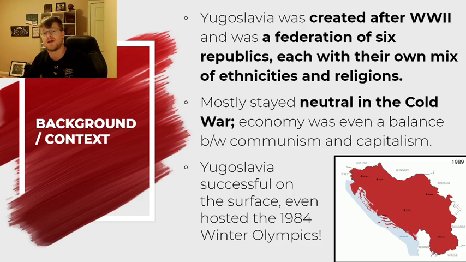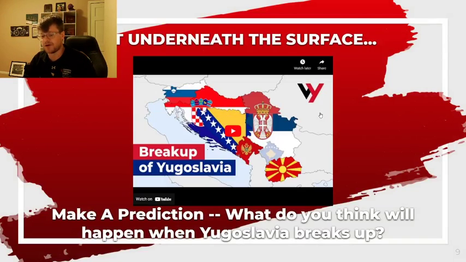But because Yugoslavia is so successful on the surface, I mean, it even hosts the 1984 Winter Olympics, and it gets a lot of press for being this very multicultural country, et cetera, et cetera. But there were some things going on underneath the surface. So watch this video, and then it says, make a prediction. What do you think will happen when Yugoslavia breaks up?